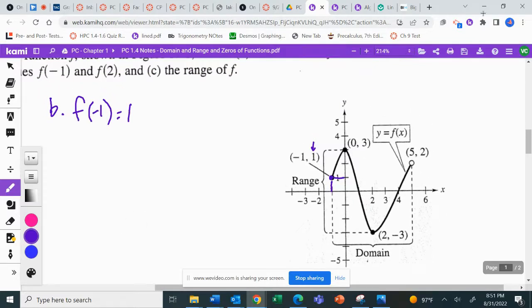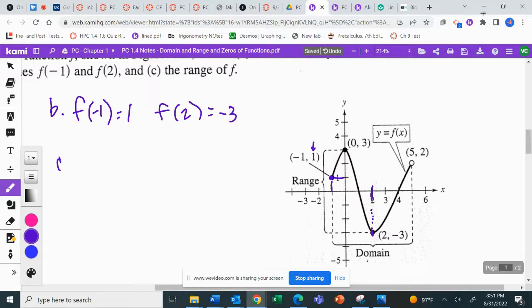And then f of 2. So I'm going to look on the graph, and we're going to look at when x is 2. And here, when x is 2, y is -3. So f of 2 is -3.